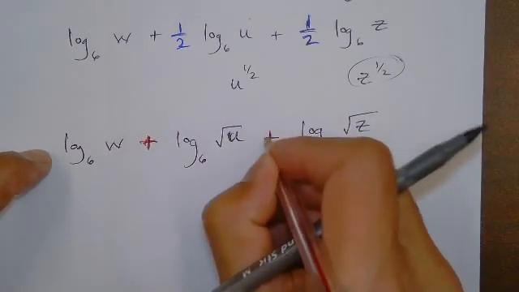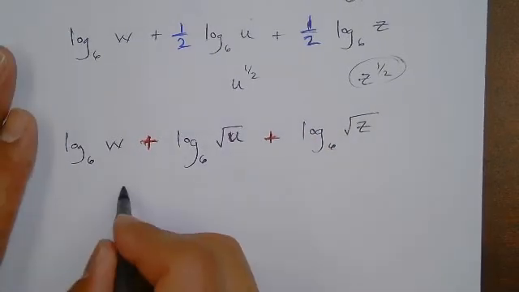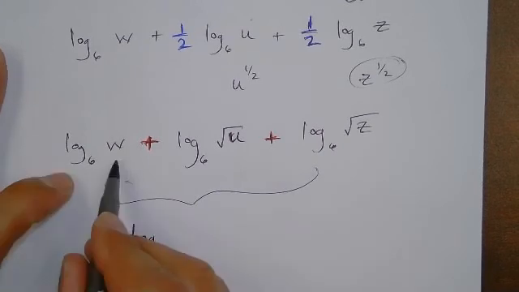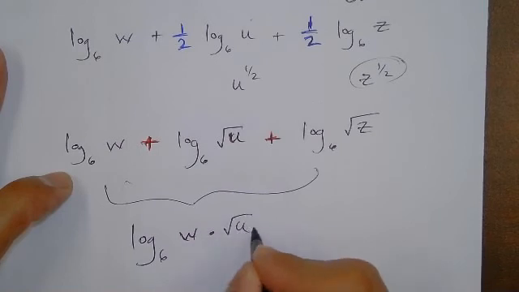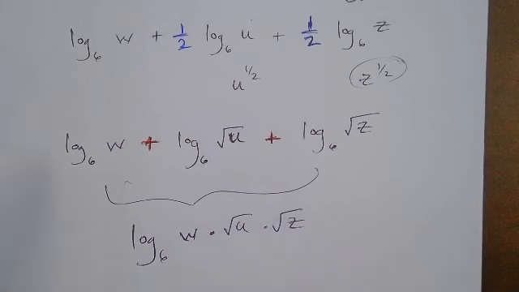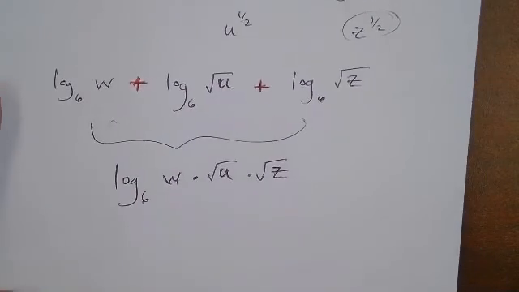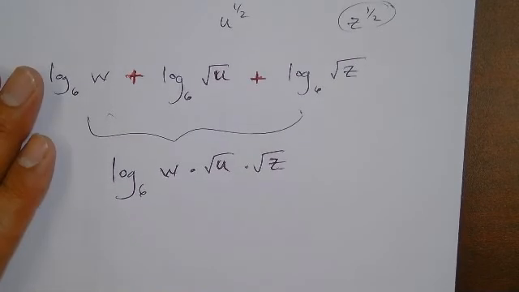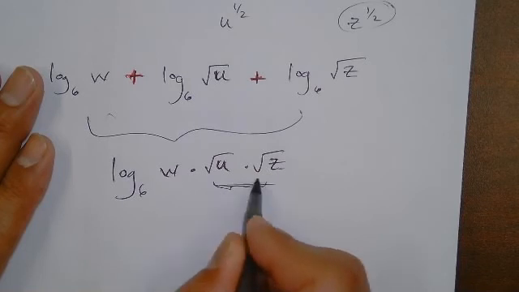Okay, now what? Now we got everything plus. What does everything plus mean? Oh, that's multiply. Remember that? Plus comes together, condenses it into a single logarithm. It's going to be a product. Multiply. So that's going to be log 6 of what? Well, w times the square root of u times the square root of z. Is that right? We're good? Is that the final answer?